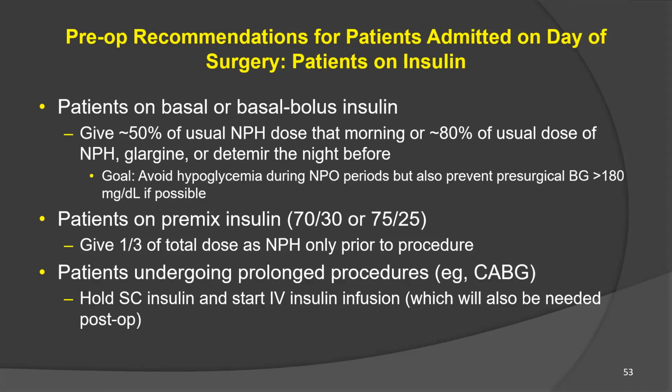Patients on premix insulin, that is 70-30 or 75-25 regime, give 1/3 of the total dose as NPH only prior to the procedure. Patients undergoing prolonged procedures like coronary artery bypass graft, then hold the subcu insulin and start IV insulin infusion, which will also be needed post-operatively. Obviously, coronary artery bypass graft surgeries are very complex and prolonged, and sub-Q type of insulins would not have much effect, and then insulin infusion has to be taken on board anyway.